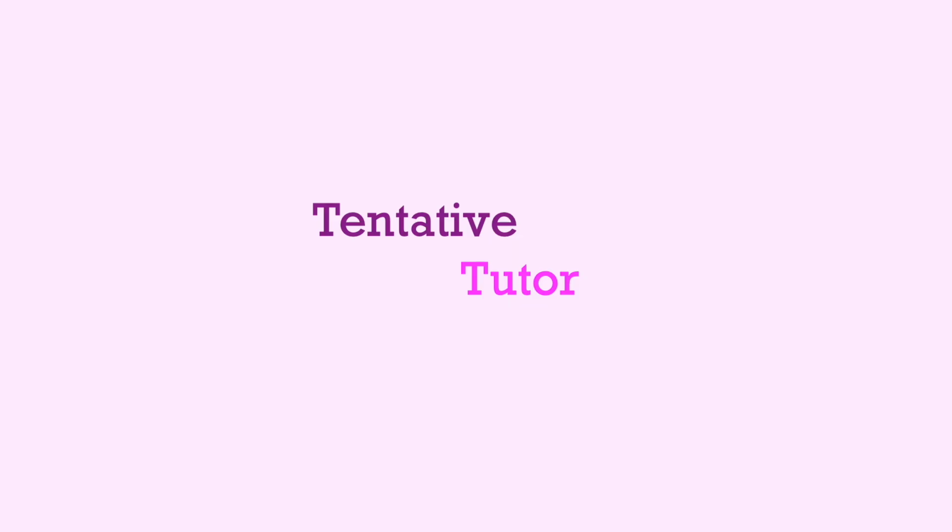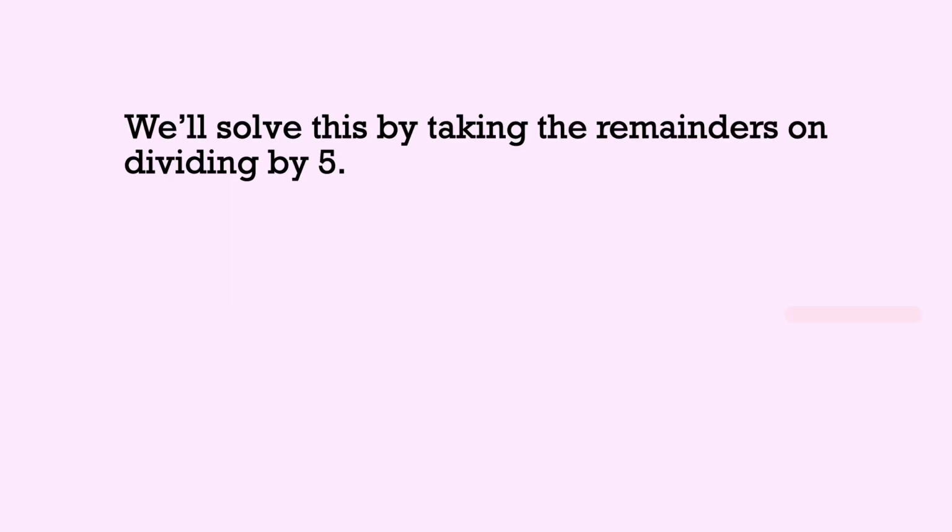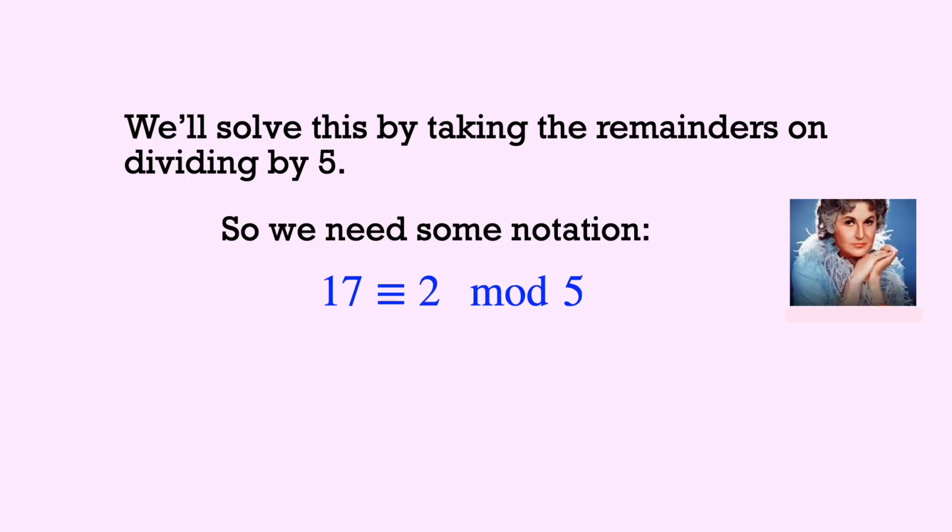Here's an interesting one. Solve for x and y positive integers. x squared plus 648 is y to the fourth. We'll solve this by taking remainders on dividing by 5. So first we need some notation.